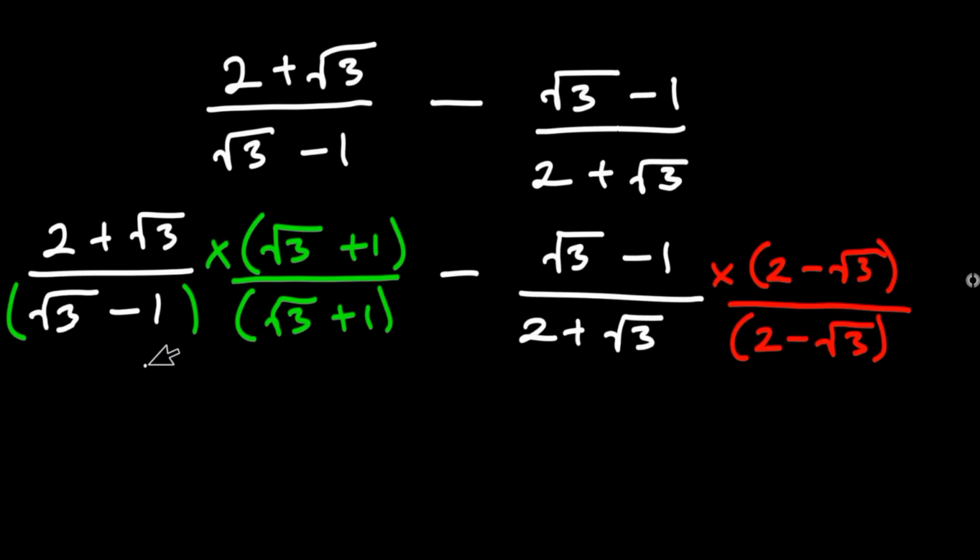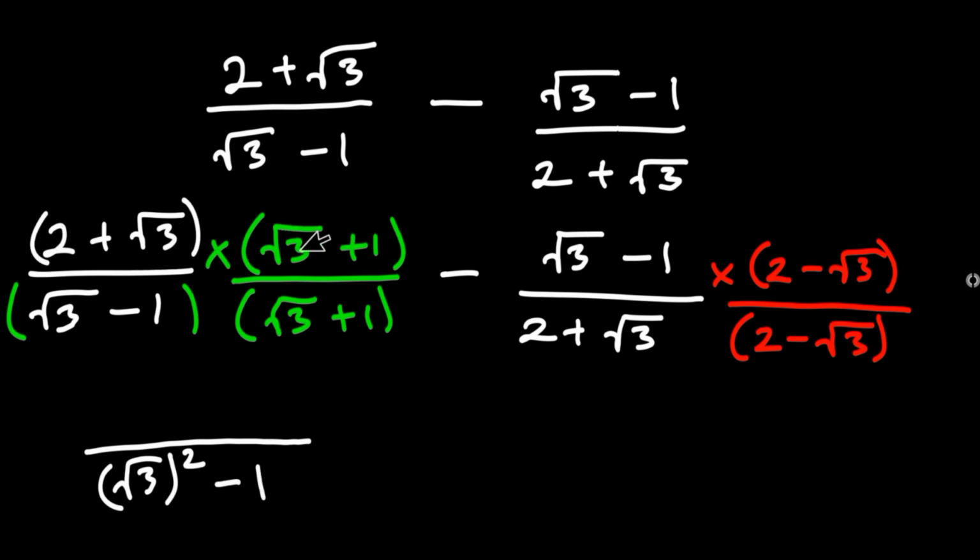Then from here, since we have difference of two squares right here, on the denominator side of the first fraction, I can rewrite it as square root of 3 all to the power 2 minus 1. Then distribute this across. 2 times square root of 3, that is going to be 2 square root of 3. Then 2 times positive 1, that is of course 2. Square root of 3 times square root of 3, that is just 3. Square root of 3 times 1, we have positive square root of 3. I'm going to extend this a little bit.